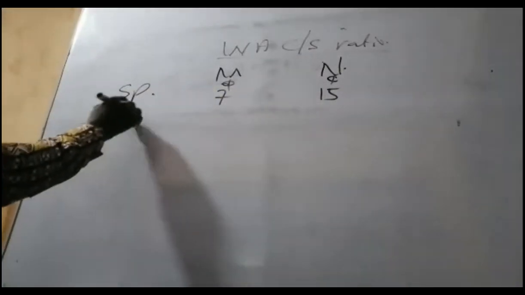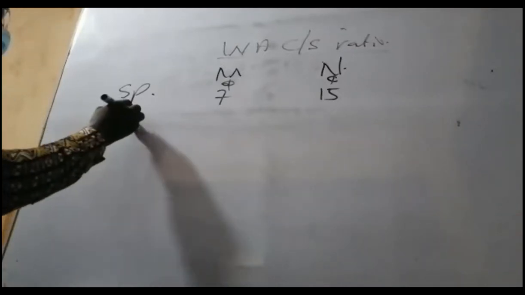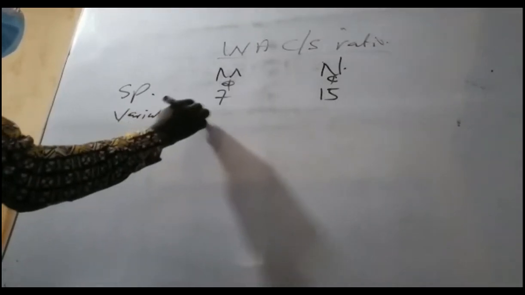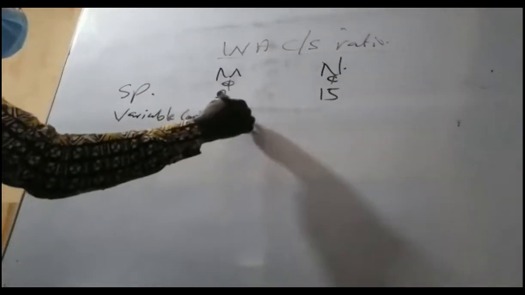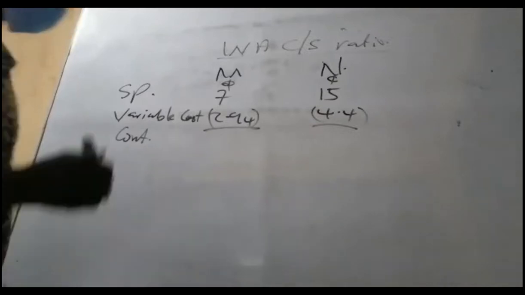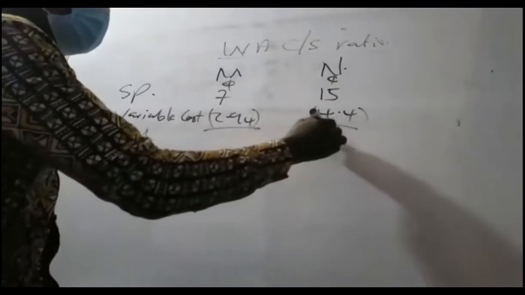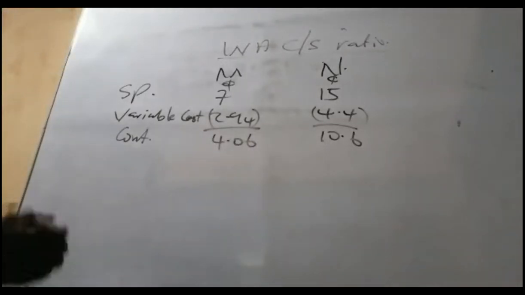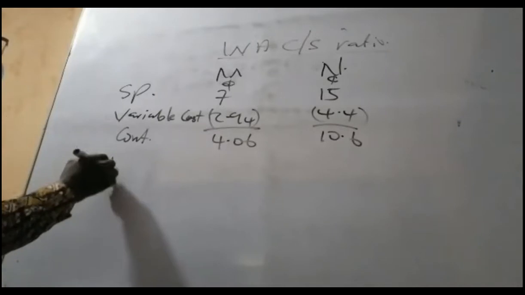You consider the variable cost, but you're looking for contribution. What is the variable cost? Variable cost is 2.94 and 4.4. We had a contribution of 10.6 and 4.06, right? Okay, so from here going, we find the total.